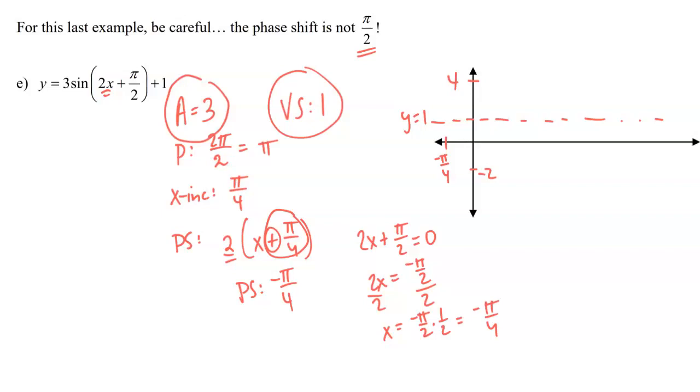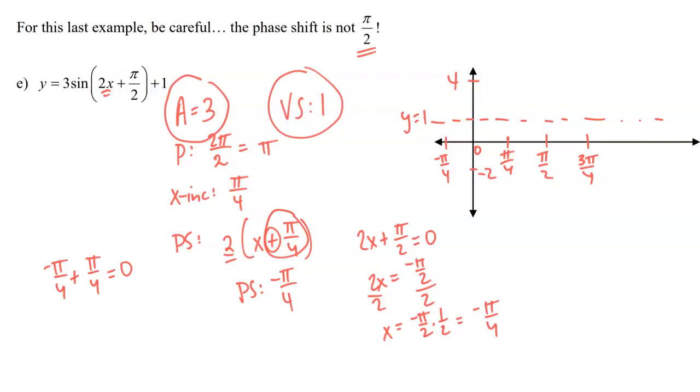Okay, so now negative pi over 4 is my first x coordinate. I'm going to add my x increment to that to get my next x value, which is pi over 4, and when I add those together, I get 0. If I add another pi over 4, that's going to put me at pi over 4, and then 2 pi over 4, which will reduce to pi over 2, and then finally, our last point, our fifth one, will be 3 pi over 4.